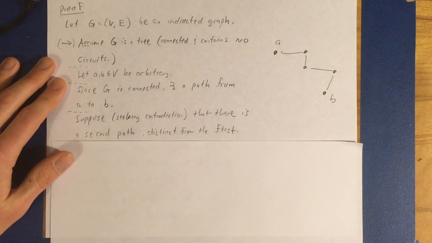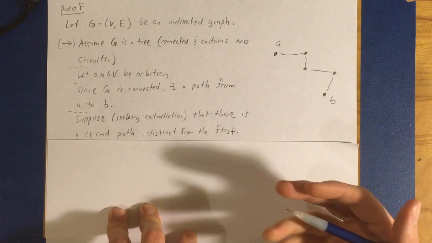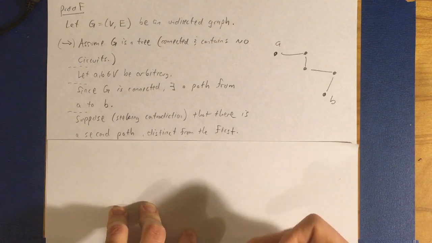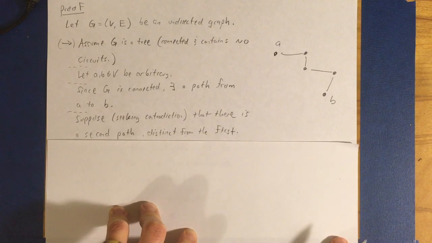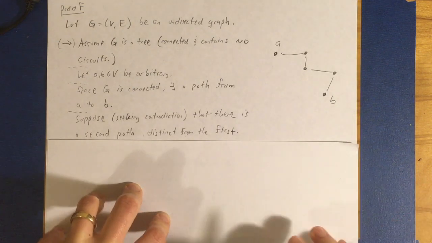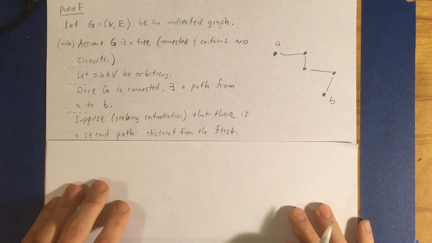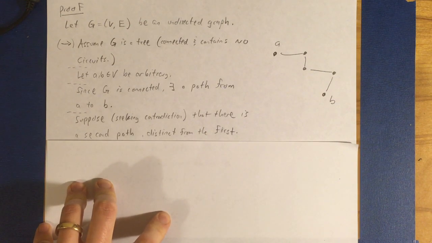So now, we want to show that that path is unique. And to prove uniqueness, there's a general strategy that I taught you back in chapter 1, which is to assume that it's not unique. Assume that there is another one of these things, whatever they are, which is distinct from the first. And then try to find a contradiction in that. And that would show that the one has to be unique. So we're going to suppose, seeking contradiction, that there is a second path distinct from the first.